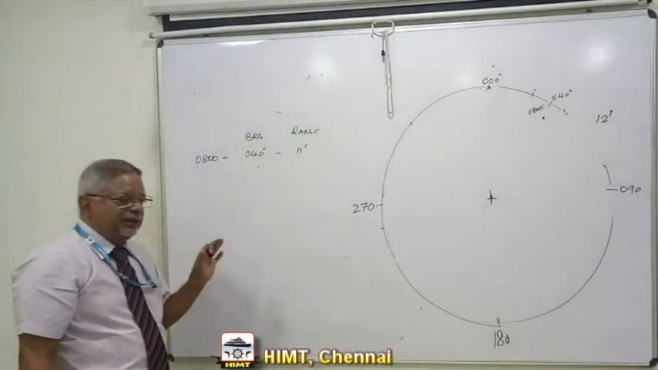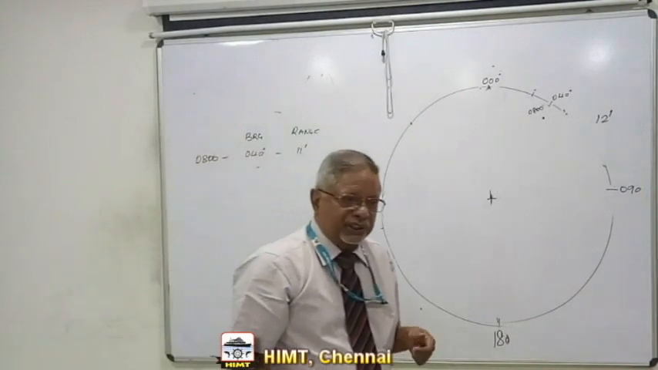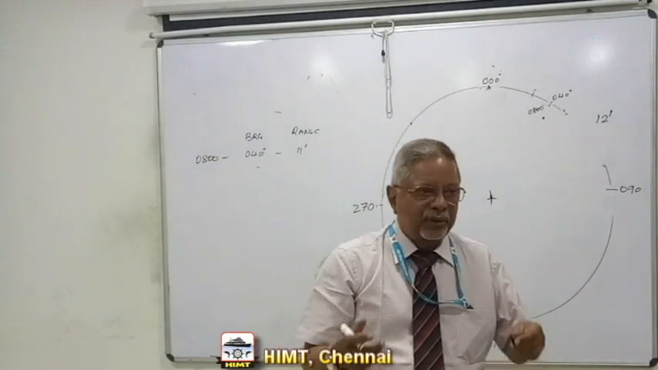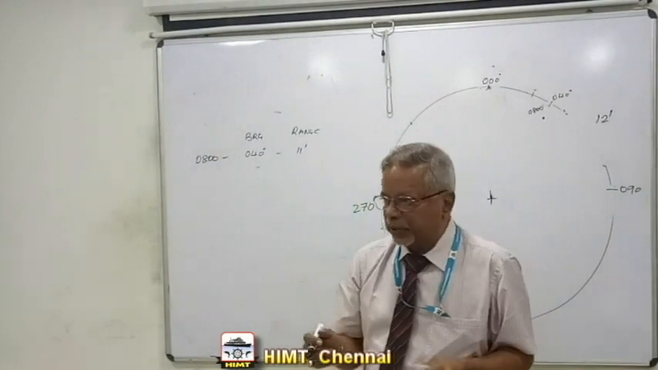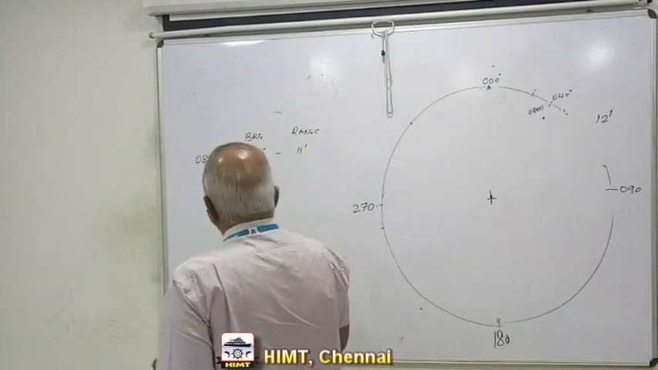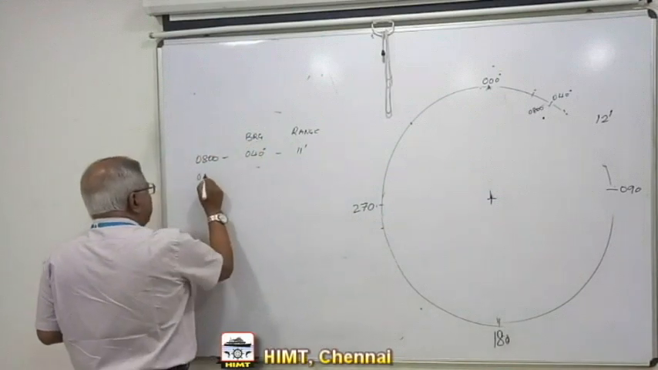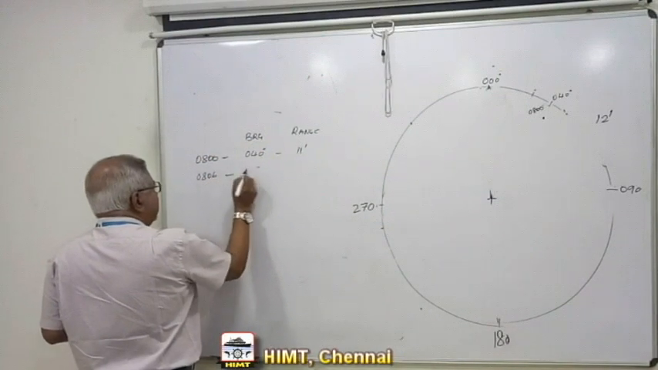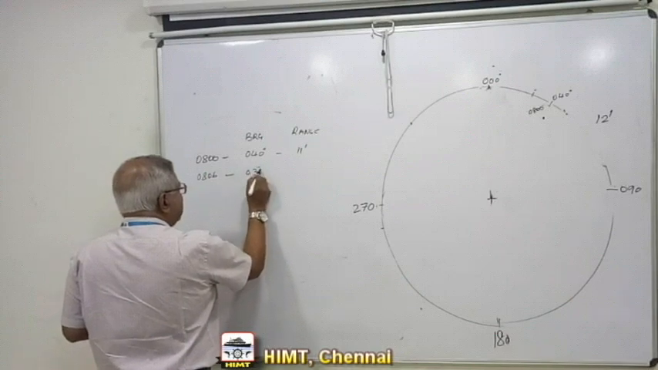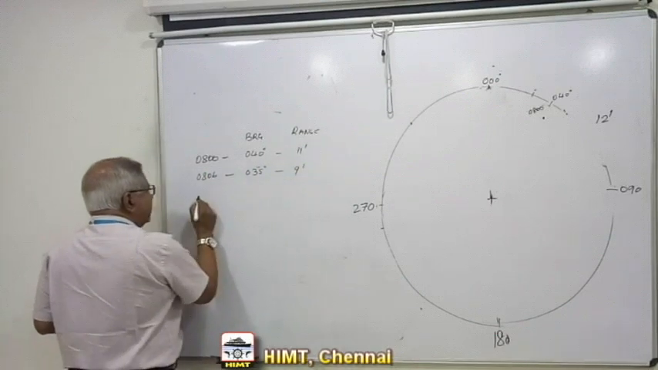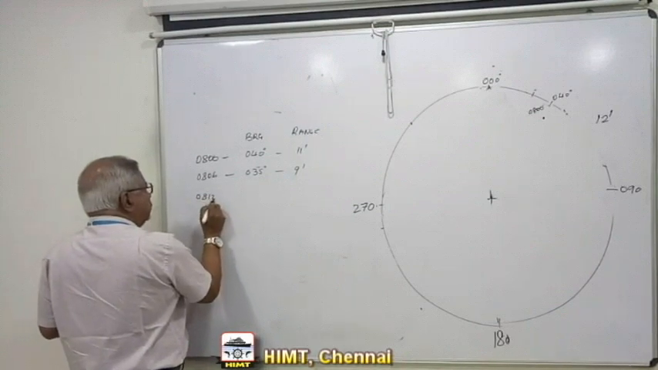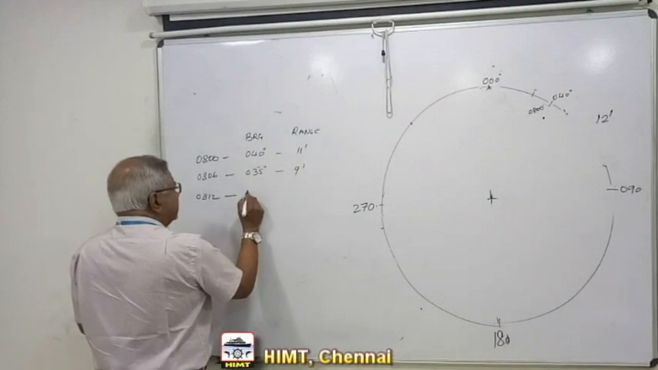For plotting, we allow intervals of 6 minutes, 12 minutes, etc. to make it convenient to calculate, so it becomes a decimal of an hour. So after 6 minutes, let us say at 0806, I take another bearing, it is 035 degrees at 9 miles. Then at 0812, I take the third bearing.